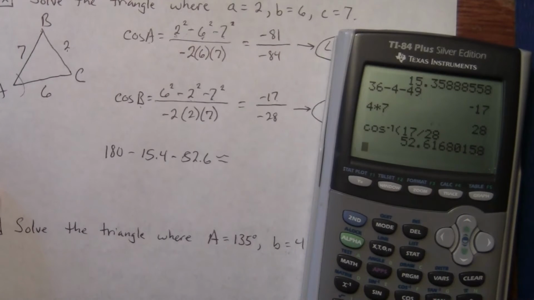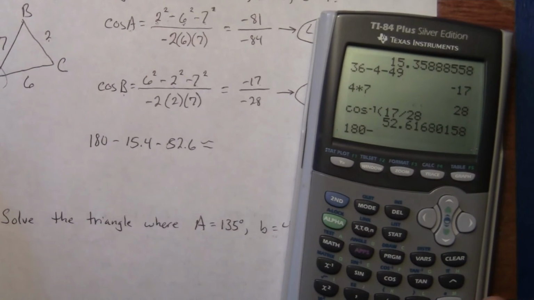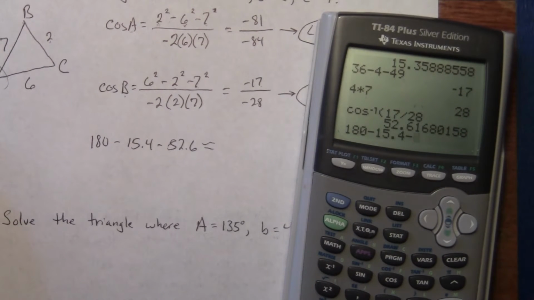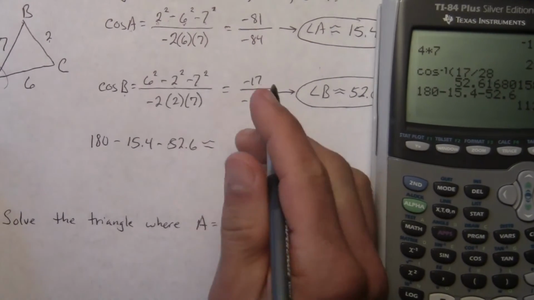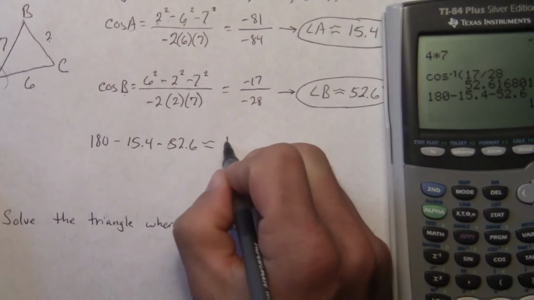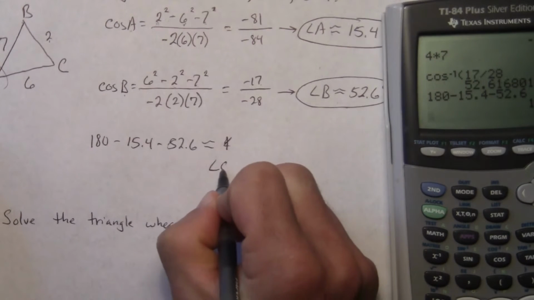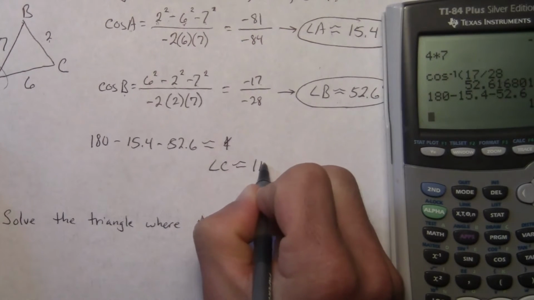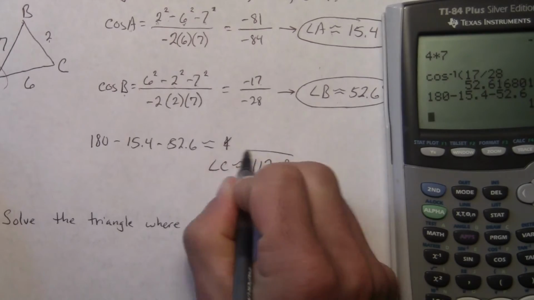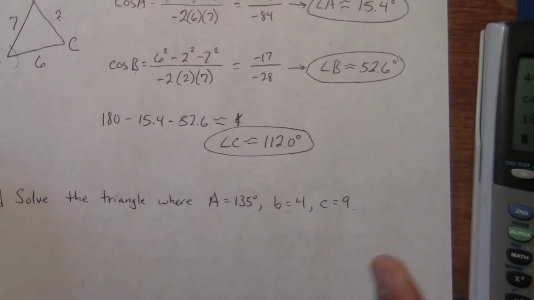And that's going to give you approximately, let's go ahead and type that in, 180 minus 15.4 minus 52.6. And it gives us approximately 112 degrees. So let's go ahead and say that angle C is approximately 112.0 degrees. And now I've got all of my answers.